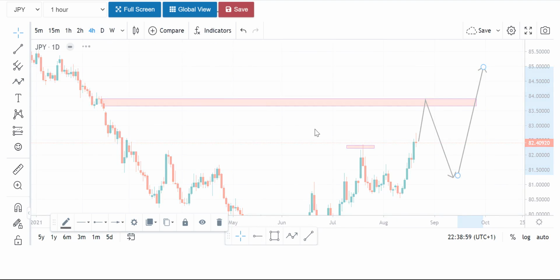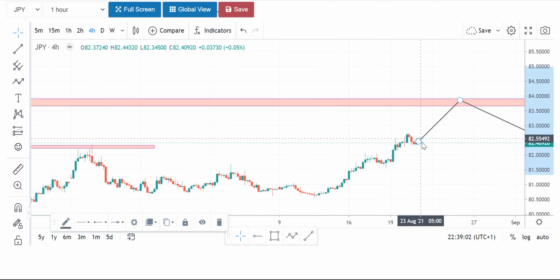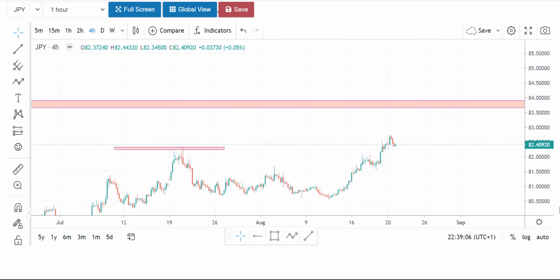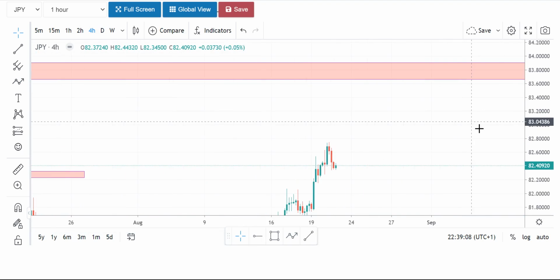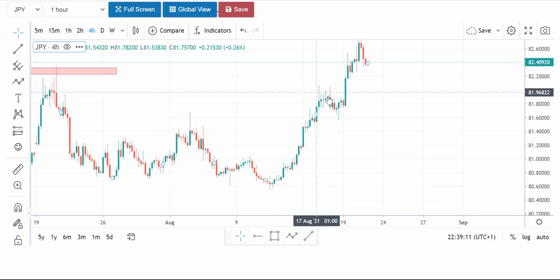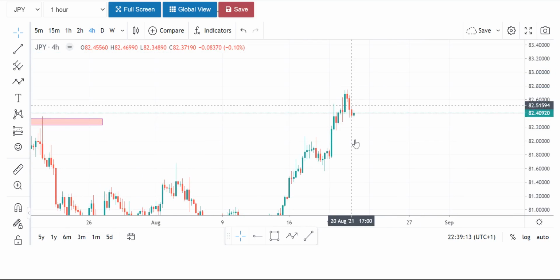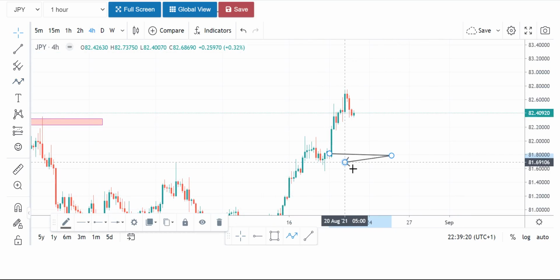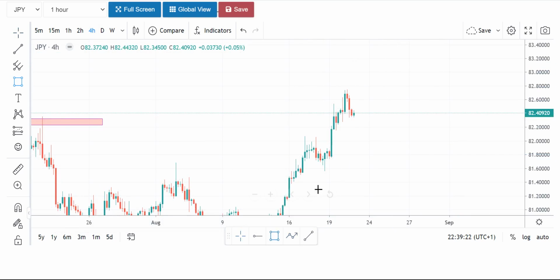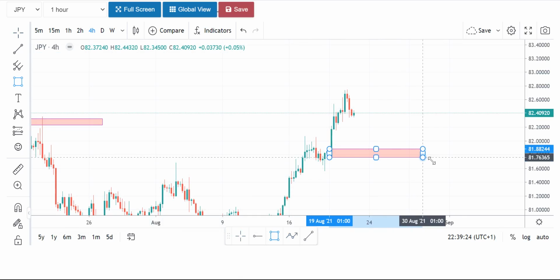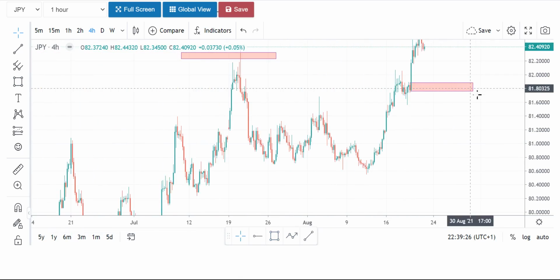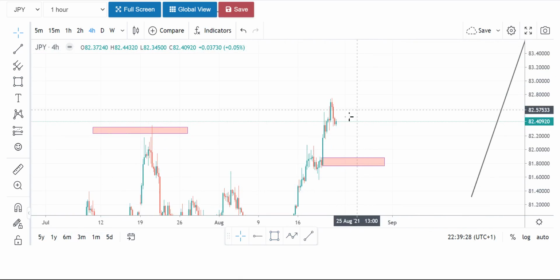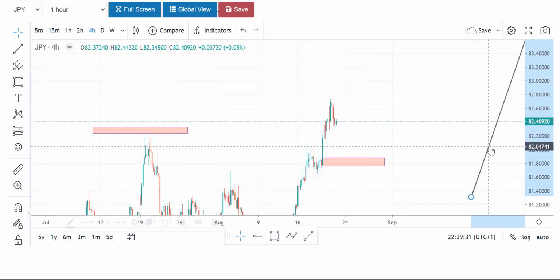If you go to the 4-hour time frame, what can we see? Now on the 4-hour time frame, we can see that the price has been making higher highs and higher lows, because this is the higher high, higher low, higher high, and we expect price to create a higher low to this particular zone before a movement to the upside.